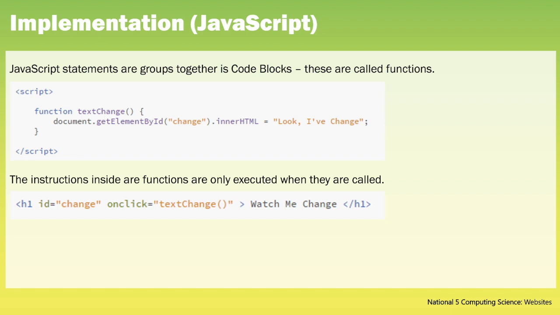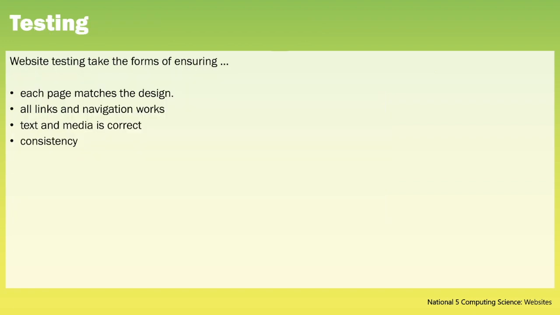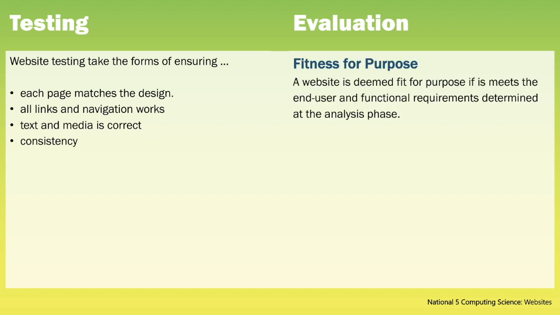Once we have implemented the HTML, CSS and JavaScript within our website, it is necessary to test our website. Website testing takes the form of ensuring that each page matches the design, all links and navigation work, text and media is correct, and lastly the website is consistent. Once we've tested our website we can then go in to evaluate it. In terms of website evaluation, we're looking at its fitness for purpose.